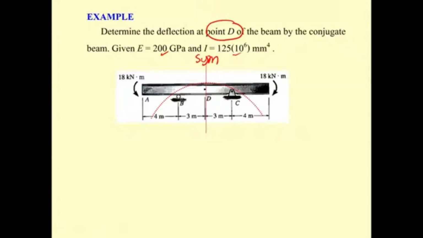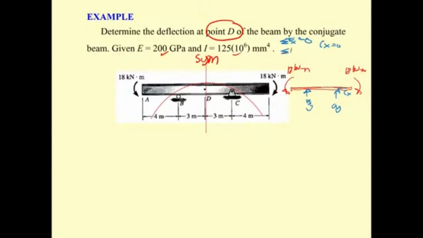Then, first step, we're going to analyze this structure. This structure is going to be subjected to only 18 kilonewton meter, and this is going to be 18 kilonewton meter, and we have the reaction over here, only B sub y, and over here we have C sub y and also C sub x. If you do the summation of F sub x equal to 0, sure, C sub x equal to 0.